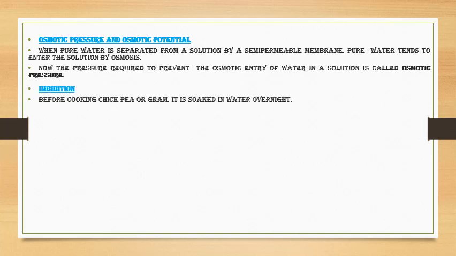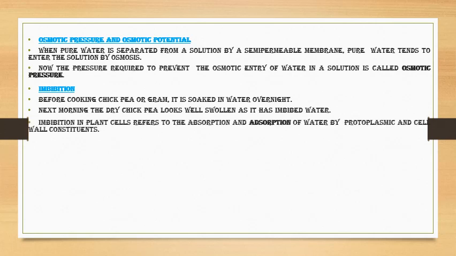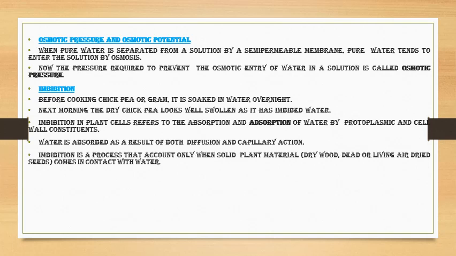Imbibition. Before cooking chickpea or gram, it is soaked in water overnight. Next morning, the dry chickpea looks well swollen as it has imbibed water. Imbibition in plant cells refers to the absorption and adsorption of water by protoplasmic and cell wall constituents. Water is absorbed as a result of both diffusion and capillary action.